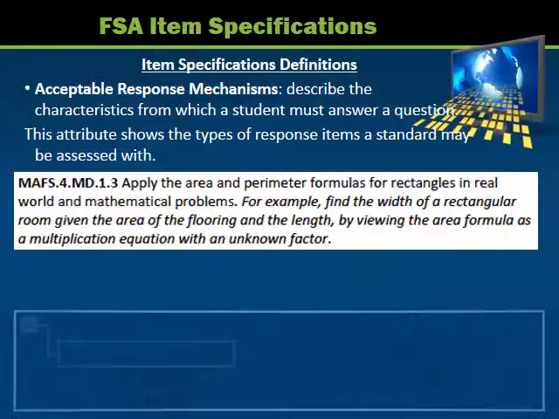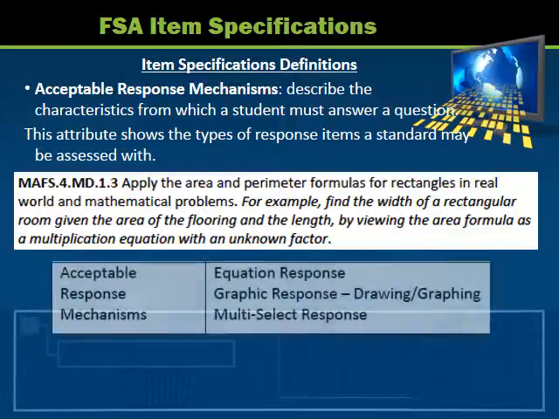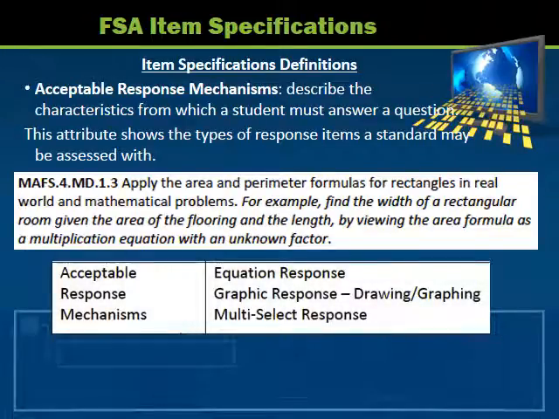The acceptable response mechanisms are basically what types of response items a standard may be assessed with. A standard could be assessed using multiple types. The rest of the presentation will explore these item types. This 4th grade standard dealing with applying the area and perimeter formulas for rectangles could be assessed using 3 different item types.